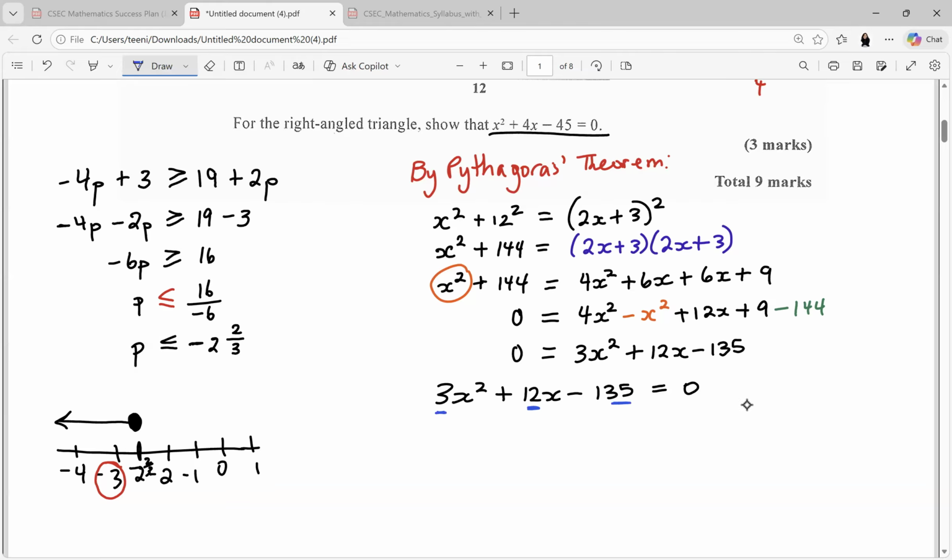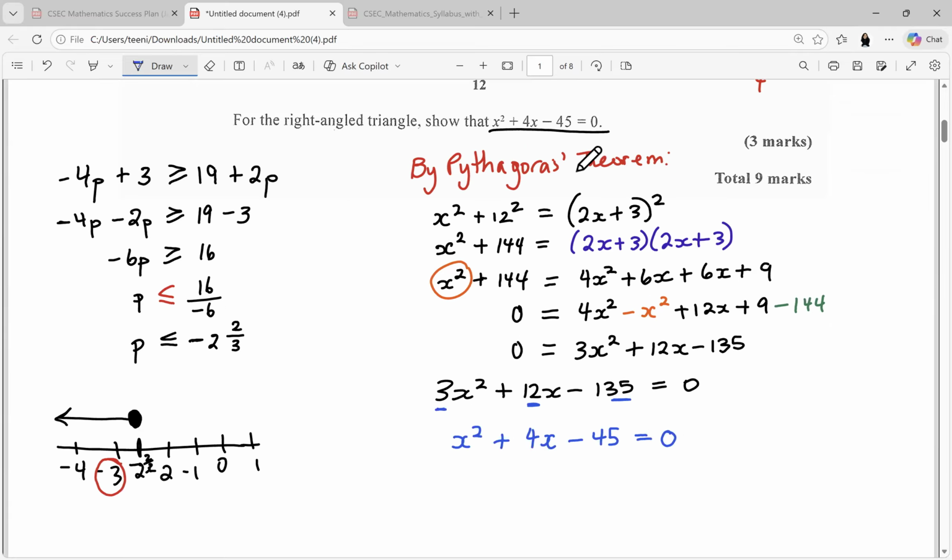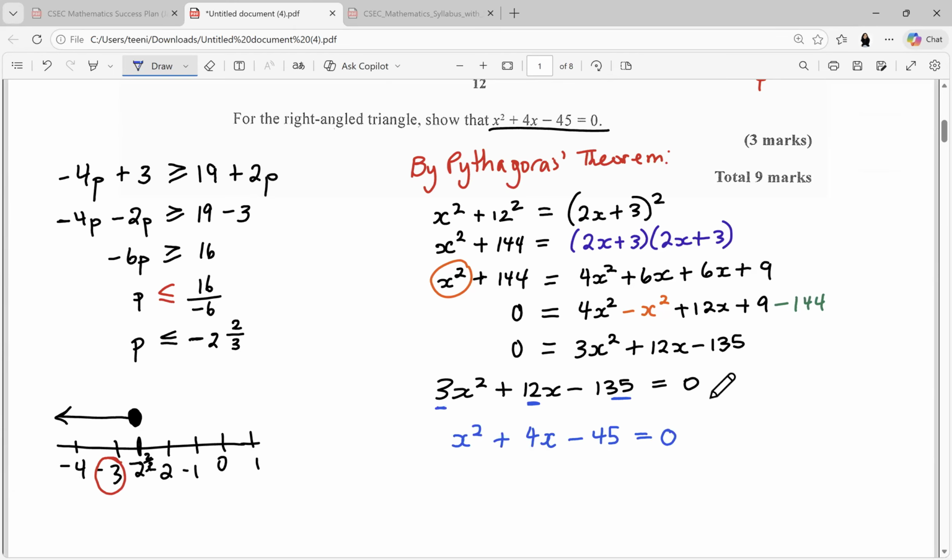So 3x squared divided by 3 will just be x squared. 12x divided by 3 is 4x. And 135 divided by 3 is 45. 0 divided by 3 is 0. So we have shown successfully that in this right angle triangle, the relationship between the sides can be expressed as x squared plus 4x minus 45. And you write QED. That means proven.